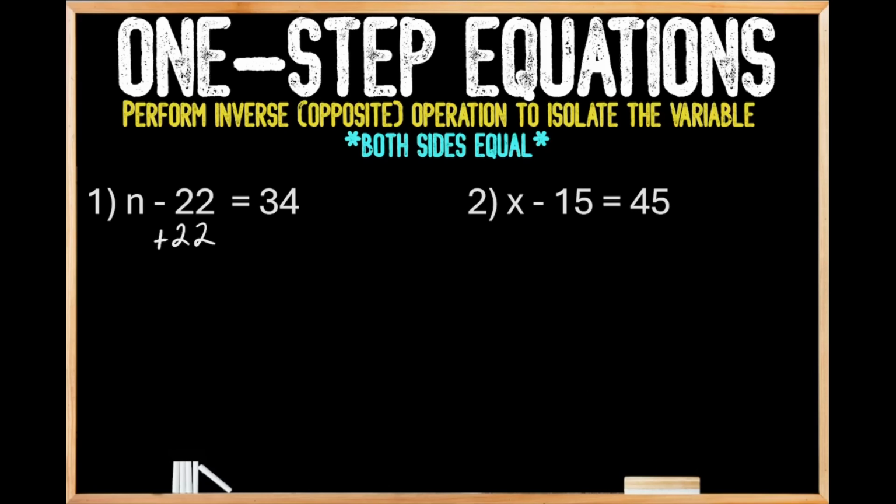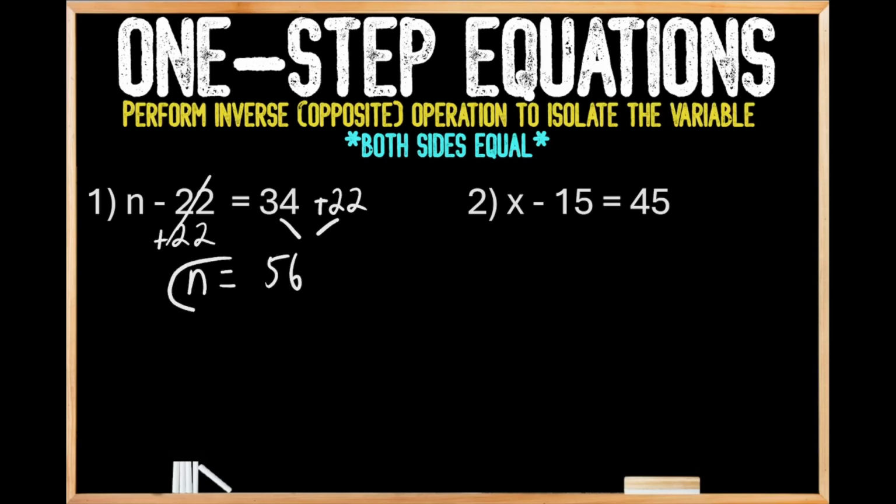So since on the left-hand side we're adding 22, we need to do the same thing to the right side of the equation as well. So we're going to be adding 22 on the right side as well. So now that we've done the opposite operation here, on the left-hand side of this problem, the plus 22 and the subtracting 22 cancel each other out. So now our variable of n is isolated. And then when we add 34 and 22, we get 56.